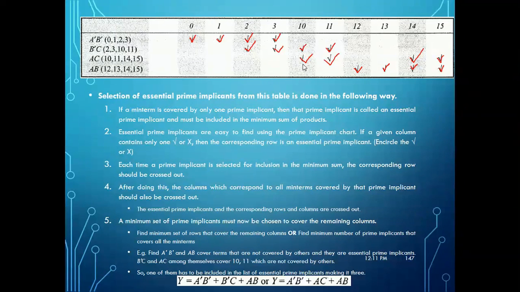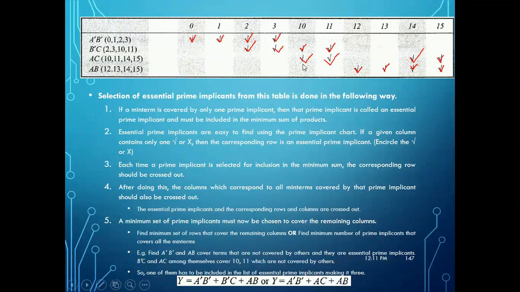So the next step is to find the min terms. If you look particularly at the zeroth column, the first min term is 0. That column has only one single dot. So you have to look into this chart and see where the single tick marks are.